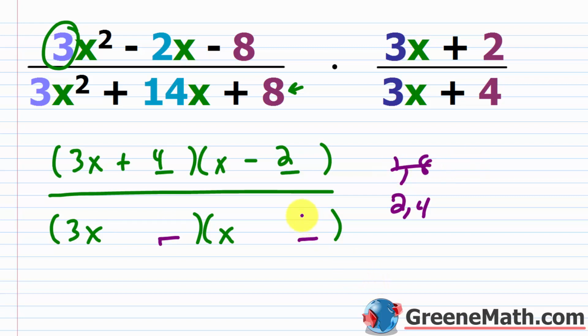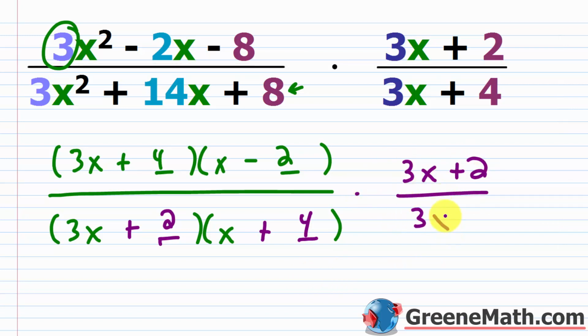So if I put 4 here, I would have 12x. And then if I put 2 here, I would have 2x, so that looks like that would work, right? I want plus and plus. So the outer would be 12x, and the inner would be plus 2x, so that would combine to give me the 14x, and again, 2 times 4 is 8, so we're good to go there. So then let's multiply this by 3x plus 2 over 3x plus 4.